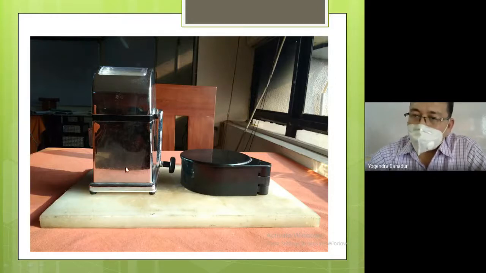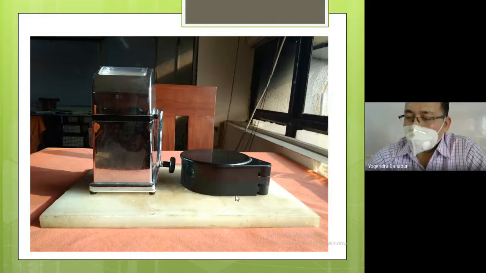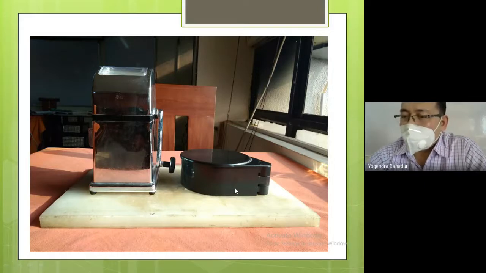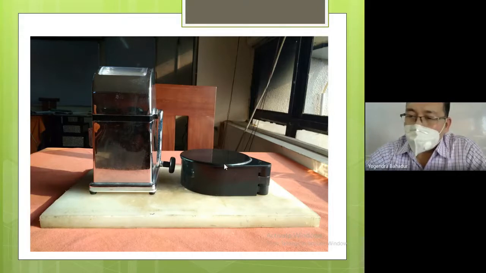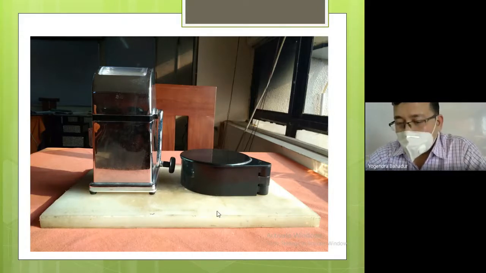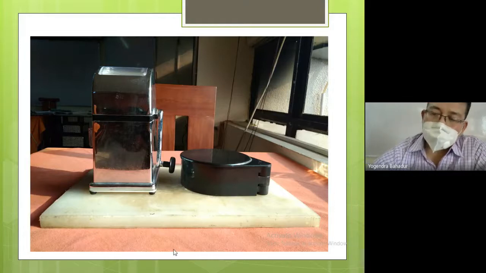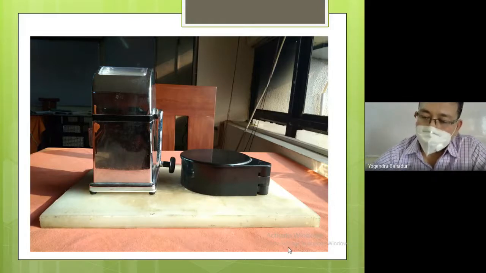On the left hand side, this is the ice crushing machine. Here you will have to crush the ice. On the right hand side, the black one is known as the rimmer. Why is it called rimmer? Because this is used to apply salt or sugar around the rim of the glass. And how it is done, I am going to show you in the successive videos.